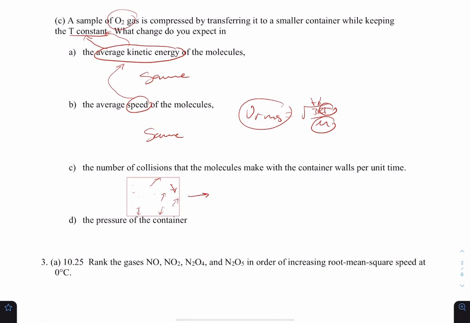If I compress this gas sample, in other words, I've changed the volume, I'm putting it into a smaller box, then they're going to be hitting the walls of the container a lot more often, because they're still moving with the same speed. They're getting to the other wall faster than they were before because the distance has decreased. So I would expect that this would increase.